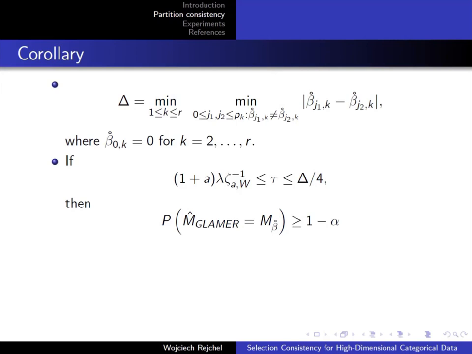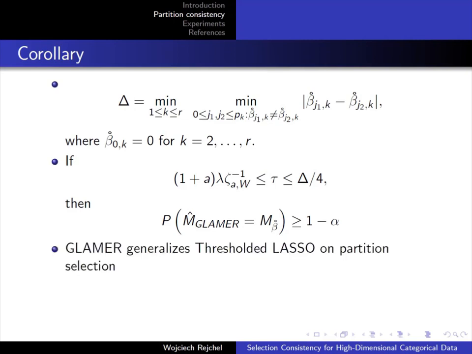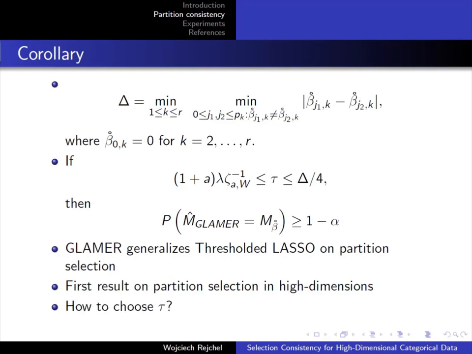So this is some confirmation of the theoretical properties of this estimator. As you can see, GLAMER is a generalization of thresholded lasso, which is used for continuous predictors. Here we generalize it to partition selection. As I told you, I think it is the first result on partition selection for high dimensions. And what is more, there are two questions.